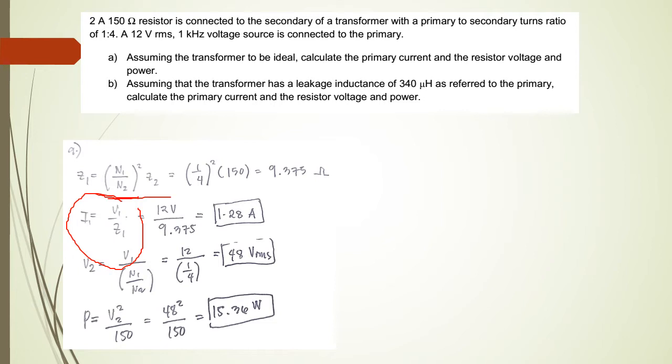So, to get the voltage, V sub 2, voltage of secondary, we have V1 all over the ratio. From primary to secondary, we have 1/4. So, plug in. We have 12 all over 1/4. So, we have 48 Vrms.